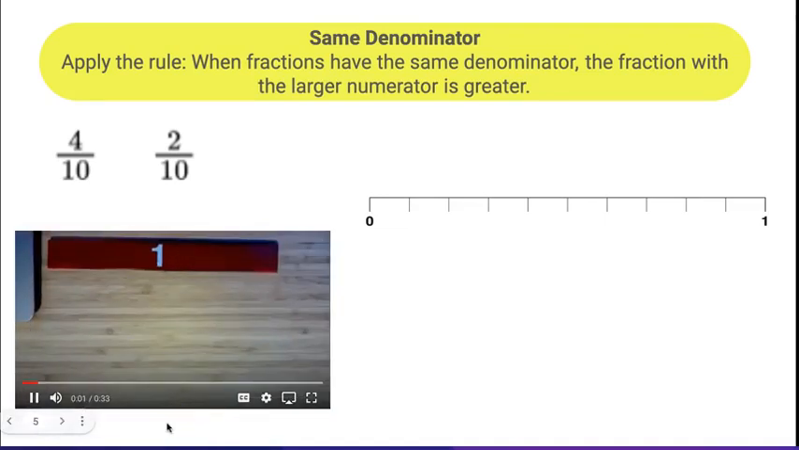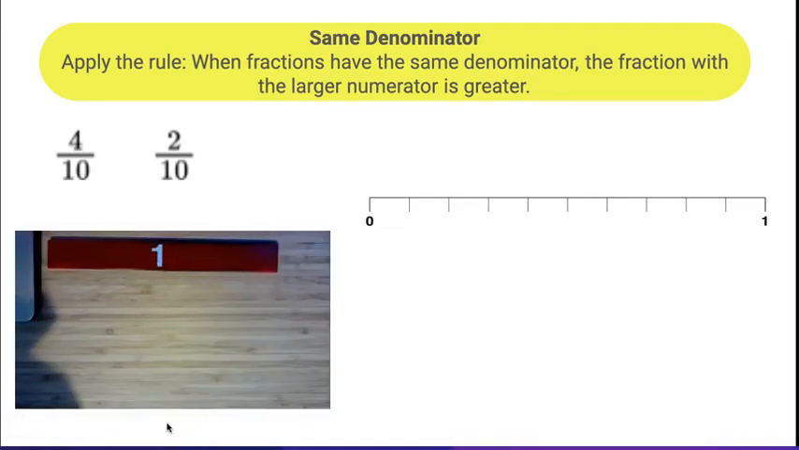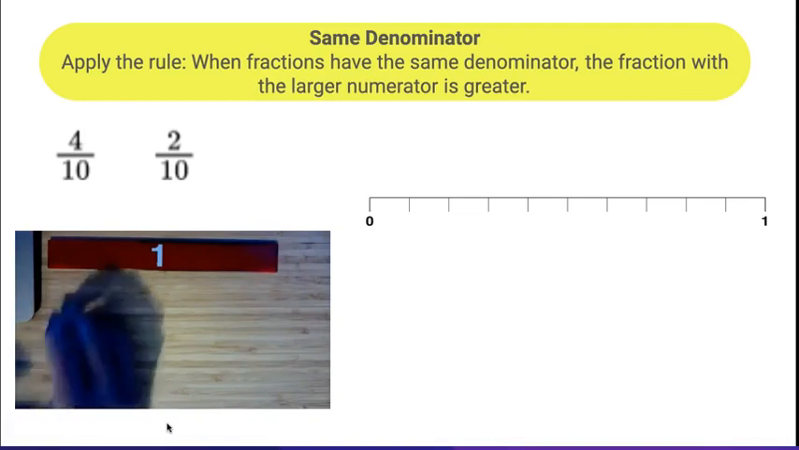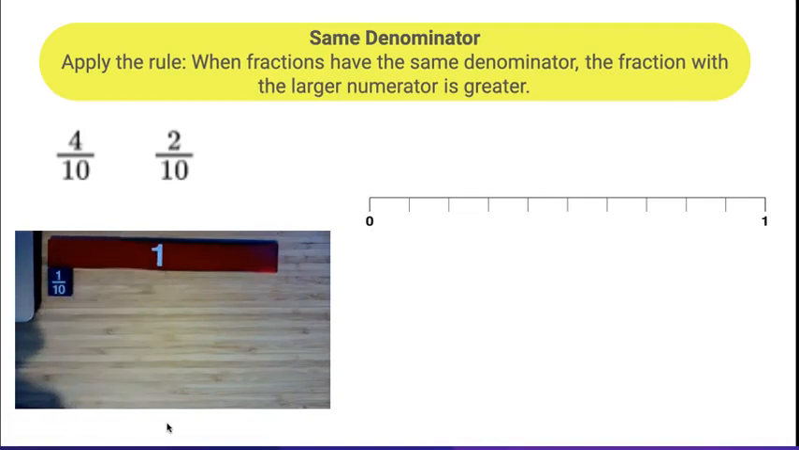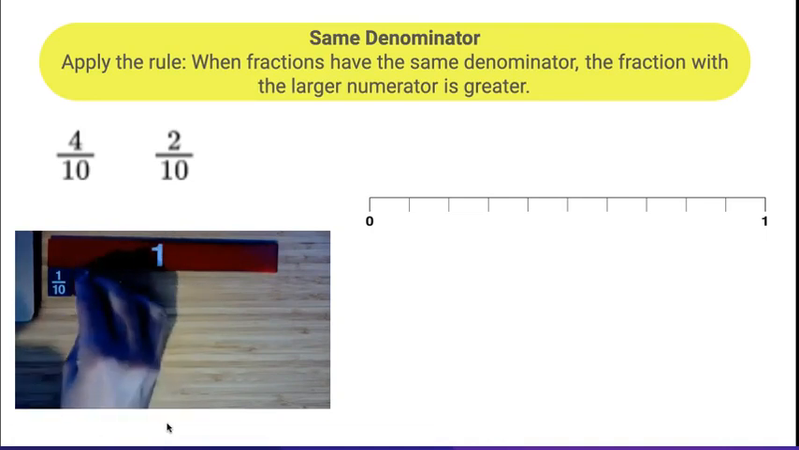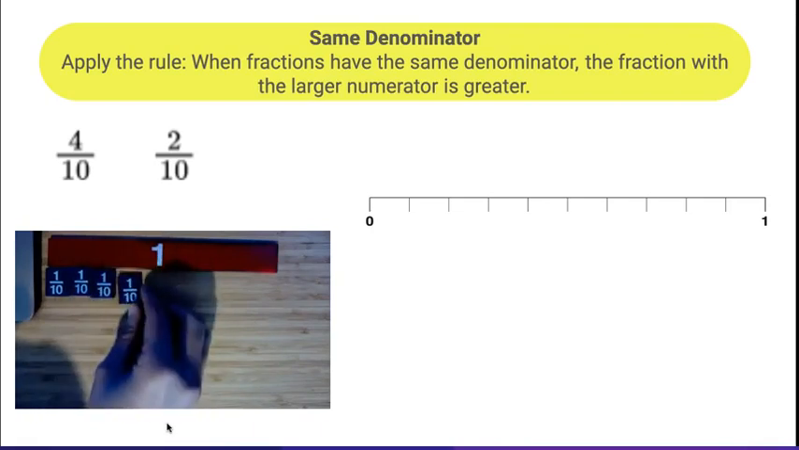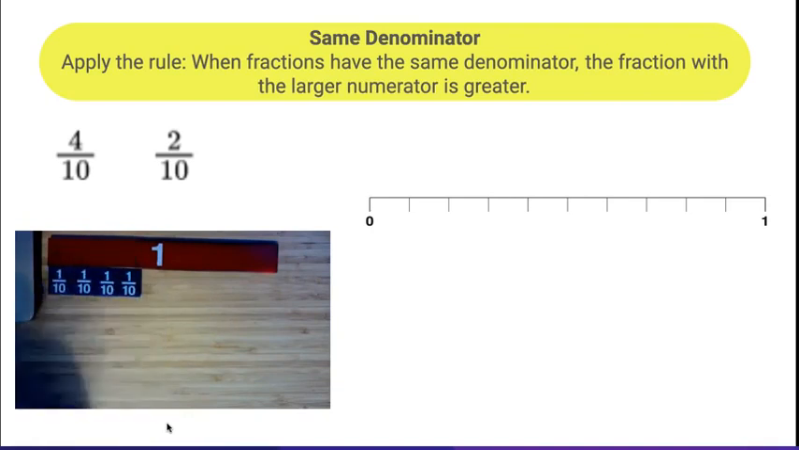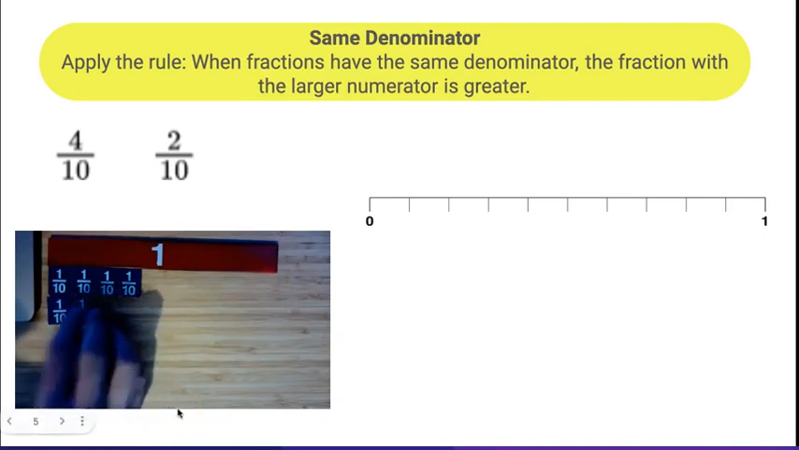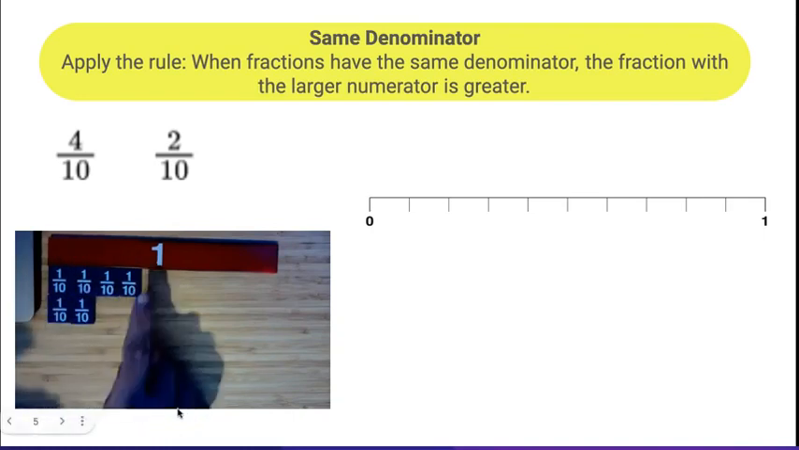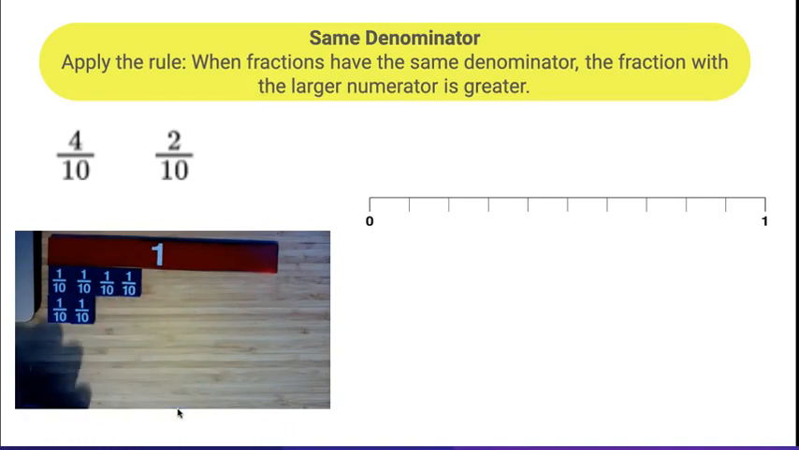In this example, I will compare 4/10 and 2/10. They have the same denominator, so the fraction with the larger numerator should be the larger fraction. Let's see if it holds true. There is 4/10, and here is 2/10. 4/10 is more than 2/10. That is the bigger fraction.